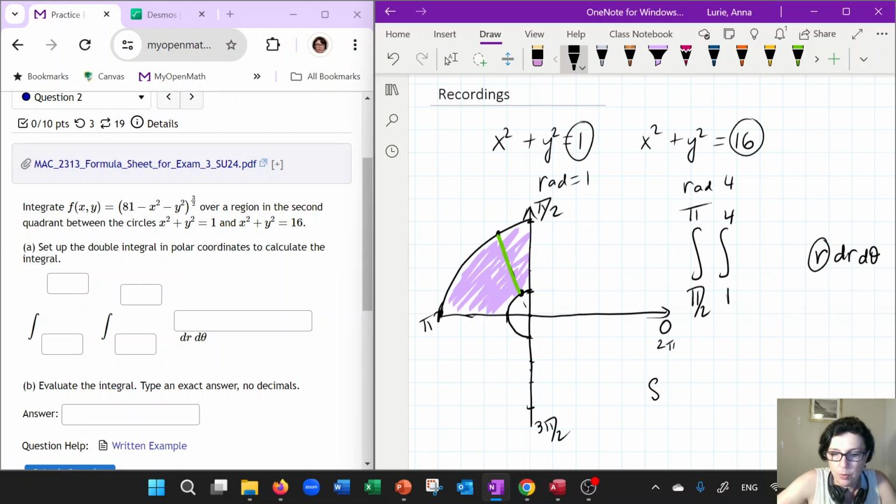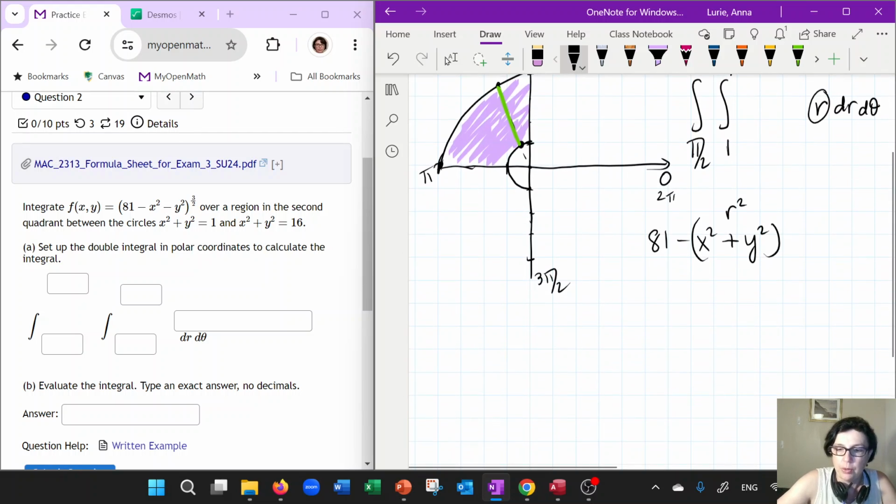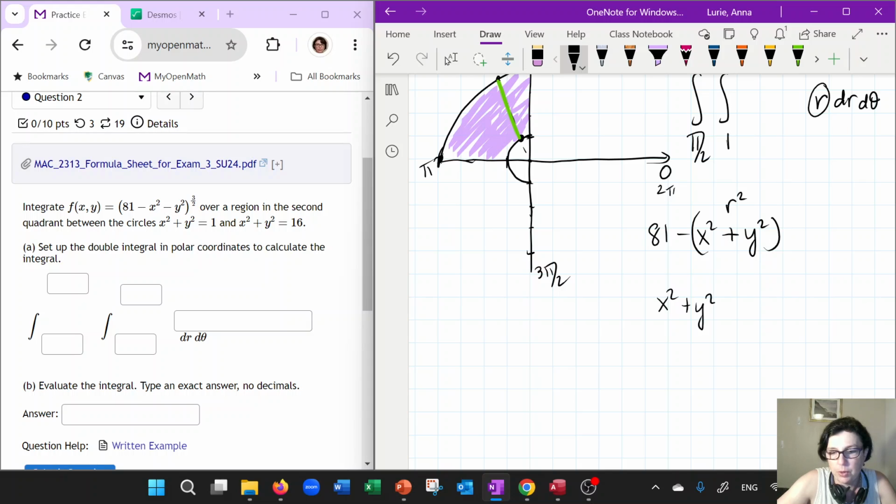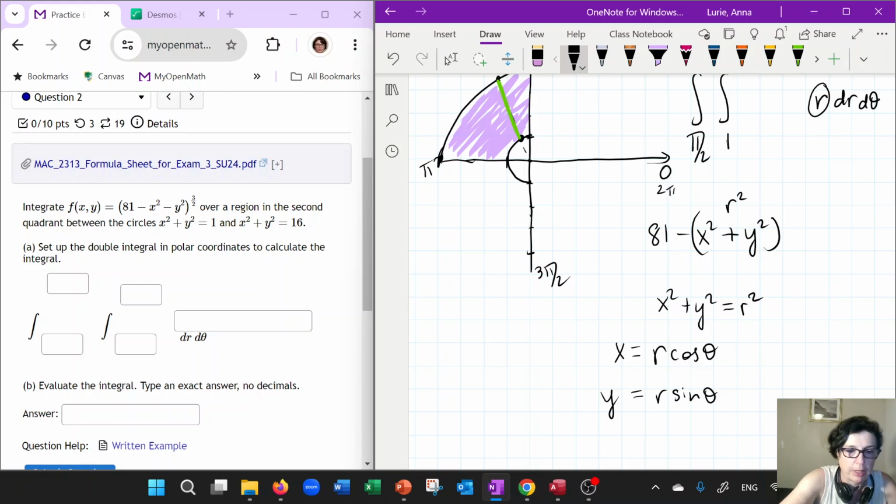So what is 81 minus x squared minus y squared? If you factor the negative, you're going to get x squared plus y squared in parentheses. And that's going to be r squared. So you need to know that for polar coordinates. So that's just a reminder, x squared plus y squared equals r squared. If, however, you have to integrate something like x or y and it's not squared and you don't have x squared plus y squared, then just remember that every x will change to r cosine theta and y will change to r sine theta. Now, we do not have to do that here, because here we do have something that can be expressed in terms of x squared plus y squared.